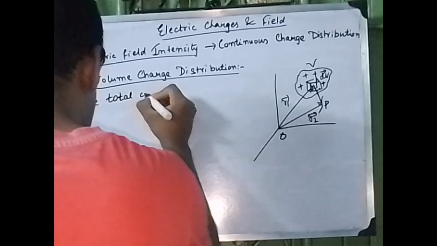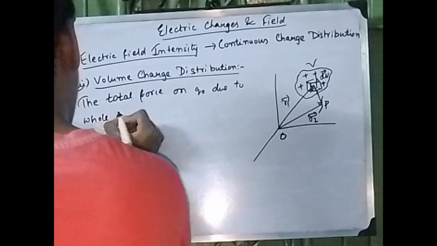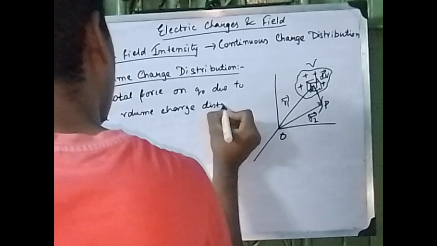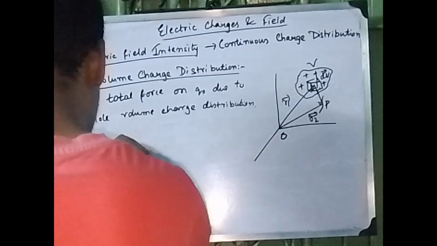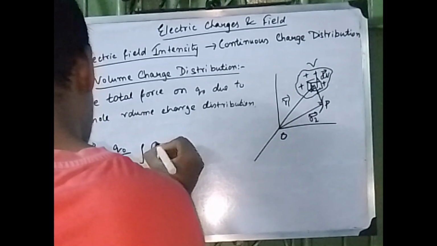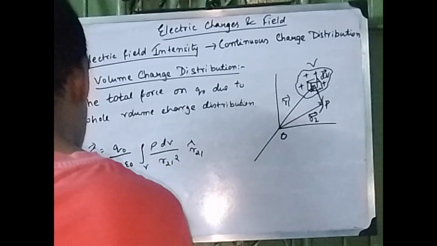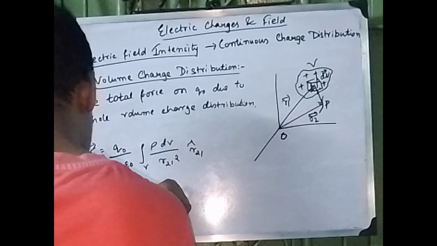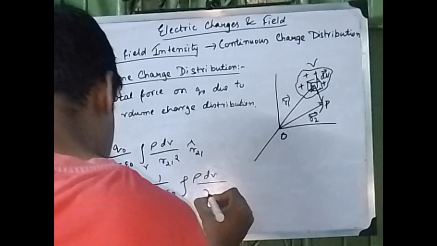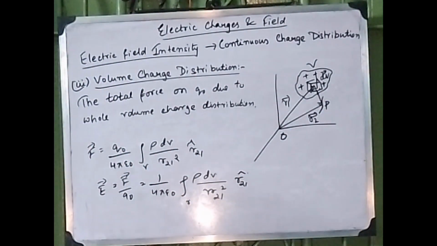The total force on q naught due to the whole volume charge distribution is given by vector F equals q naught divided by 4 pi epsilon naught integration rho dV divided by r21 square unit vector r21, and E vector equals F vector divided by q naught equals 1 by 4 pi epsilon naught integration rho dV by r21 square unit vector r21.